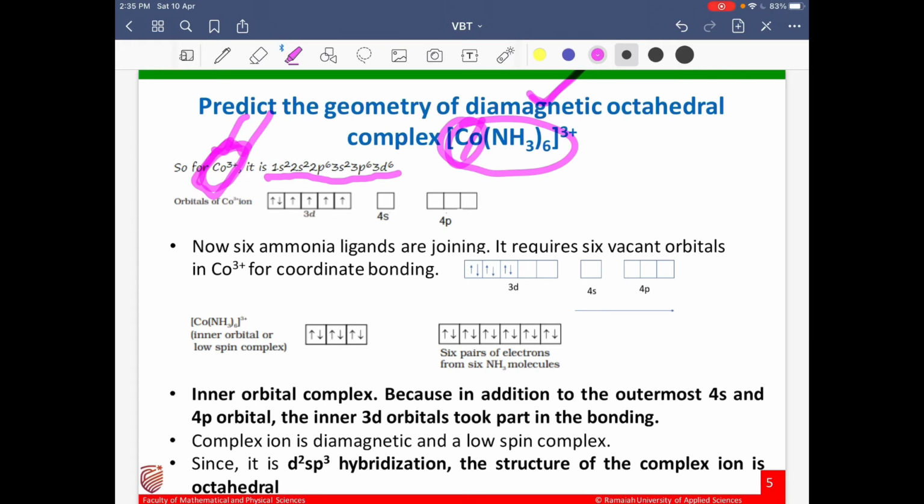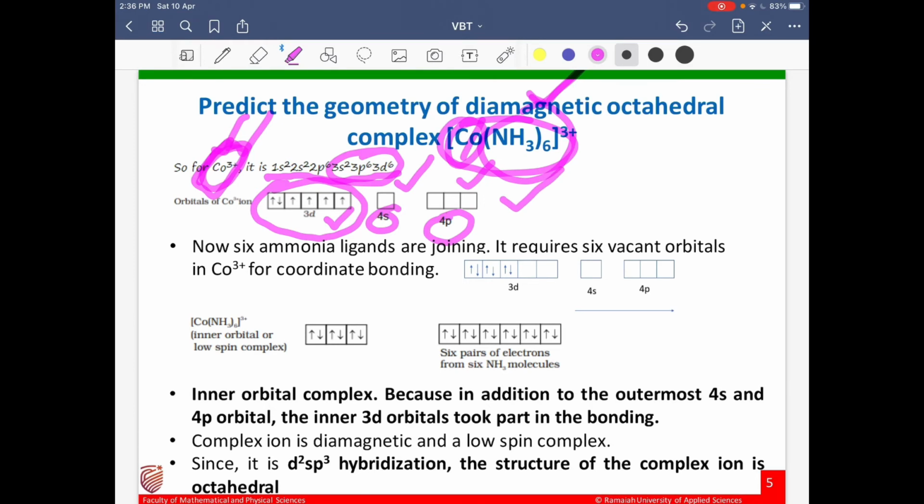And if we arrange these electrons in the respective orbitals, we will get 6 electrons in 3d, while 4s and 4p are vacant. Now in this complex, 6 ammonia ligands are joining. If 6 ammonia ligands come, it requires 6 vacant orbitals in Co3+ for coordinate bonding. So definitely in that case, you can see 3d orbitals do not contain any vacant orbital. So for vacant orbitals, we have to look for 4s, 4p and 4d.